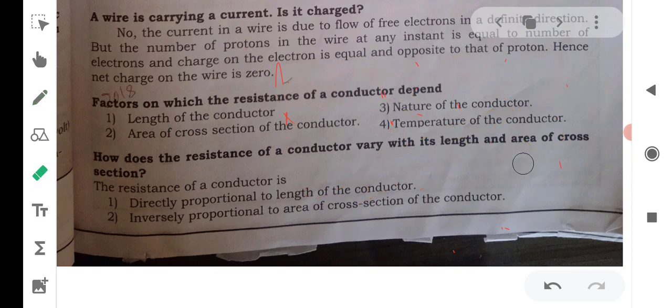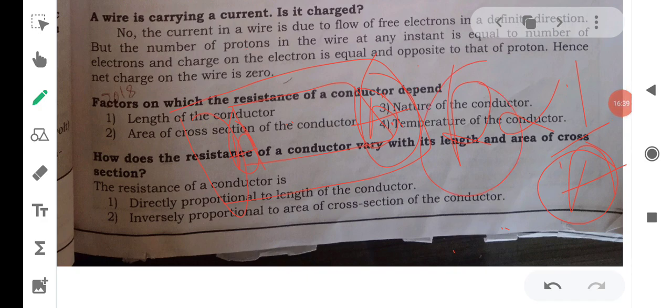Length increases, so R also increases directly. And it depends upon the area of cross section of the conductor. For example, this is the conductor having area A. For example, if this area increases, what will happen to the conductor? When the area increases, the resistance of a conductor is inversely proportional to its area.